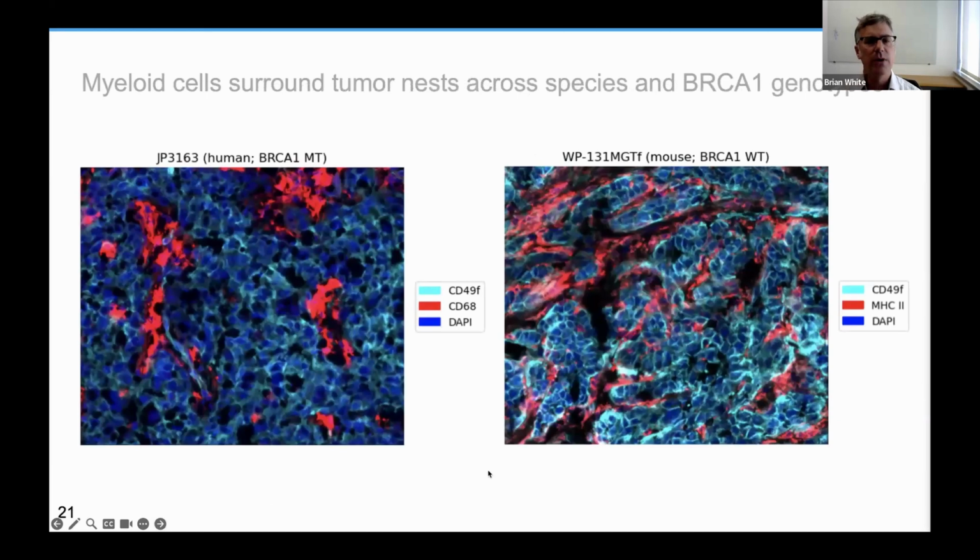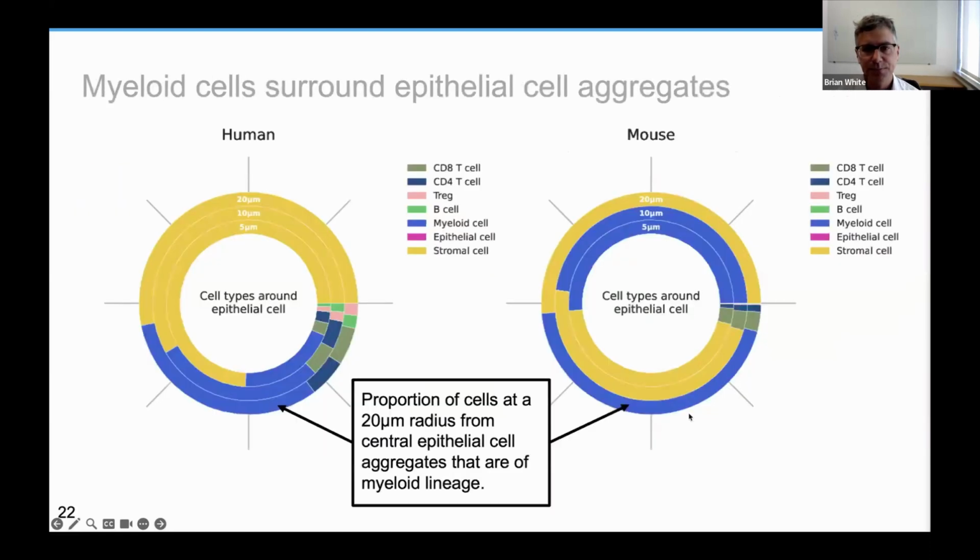And these myeloid cells, we noticed, often aggregate around tumor nests, and I'm showing that here across both species and independent of BRCA status. So as I've used before, the cyan CD49F marker is indicating the tumor cells in both species. And then I'm indicating the myeloid cells in red, and I'm using a different marker: on the left in human, that's CD68, and on the right in the mouse, MHC class 2. But hopefully you can clearly see that there's a lot of red surrounding the cyan tumor cells.